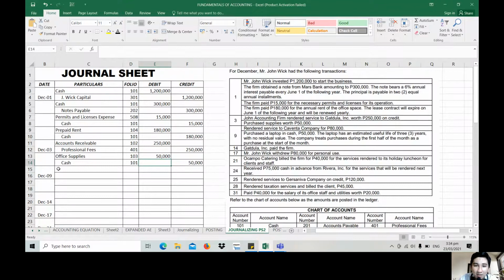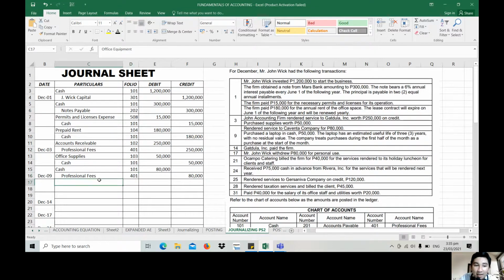Let us now proceed to December 9. Rendered service to Kaventa Company for 80,000 pesos. Naka-render na tayo ng service. Tanong, on credit ba? Nagbayad ba si Kaventa? Walang sinabi, sir. So therefore, kung walang sinabing credit yan, it is safe to assume na binayaran yan in cash. So therefore, our debit here is cash. Don't forget the folio and the amount. And our credit here, since na-render na natin ang service, professional fees na yan. Okay? So that will be the answer for the first transaction on December 9.